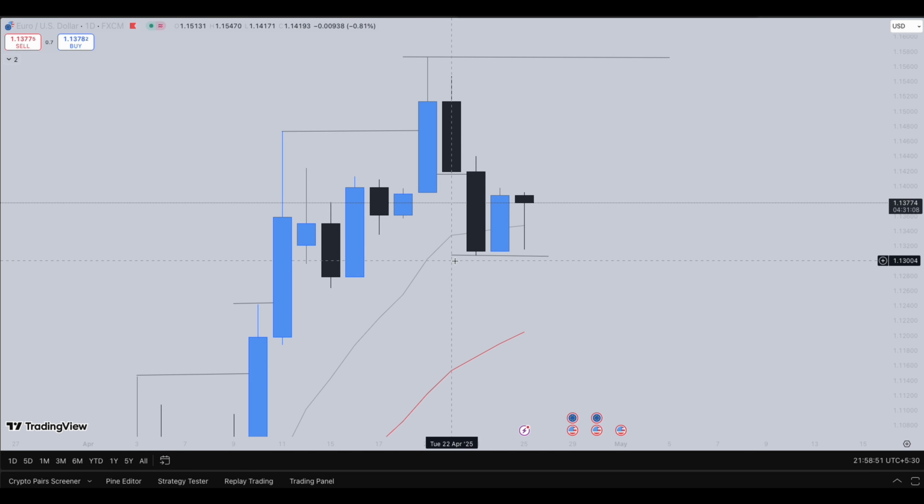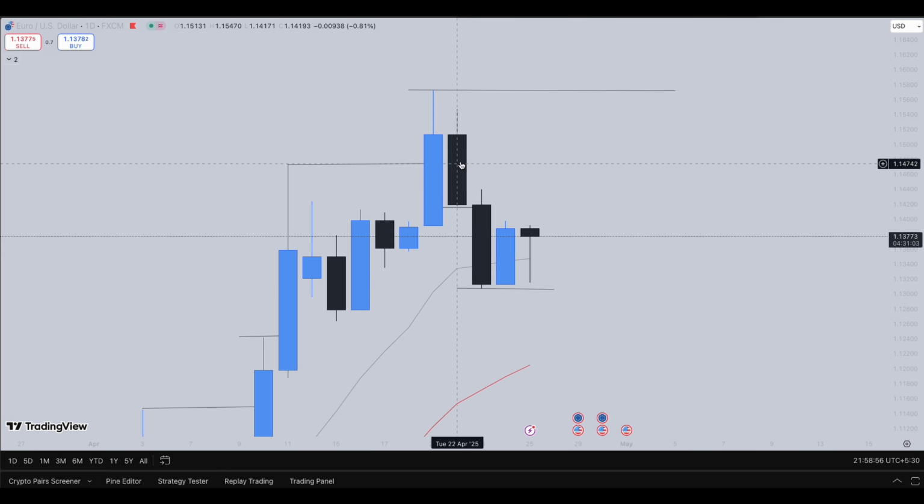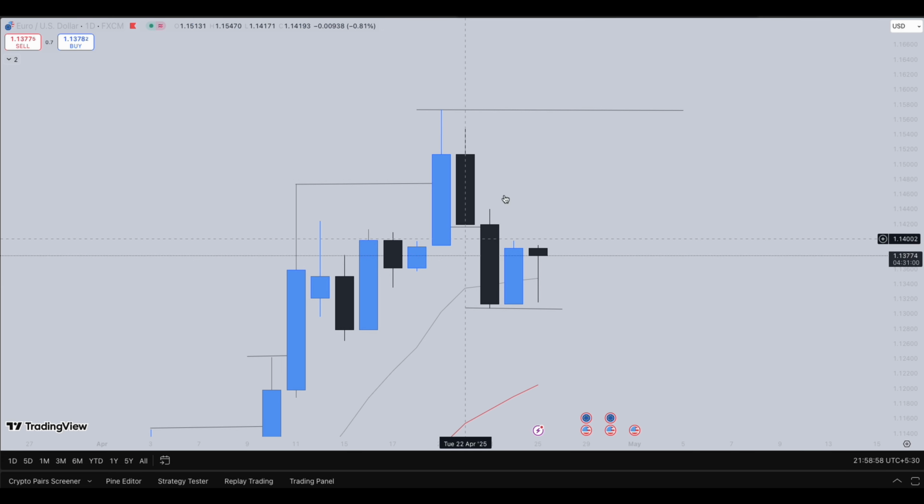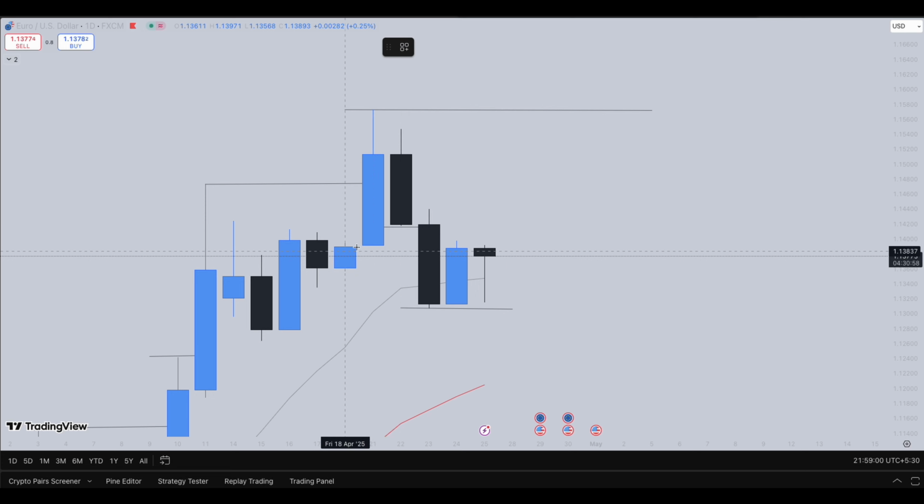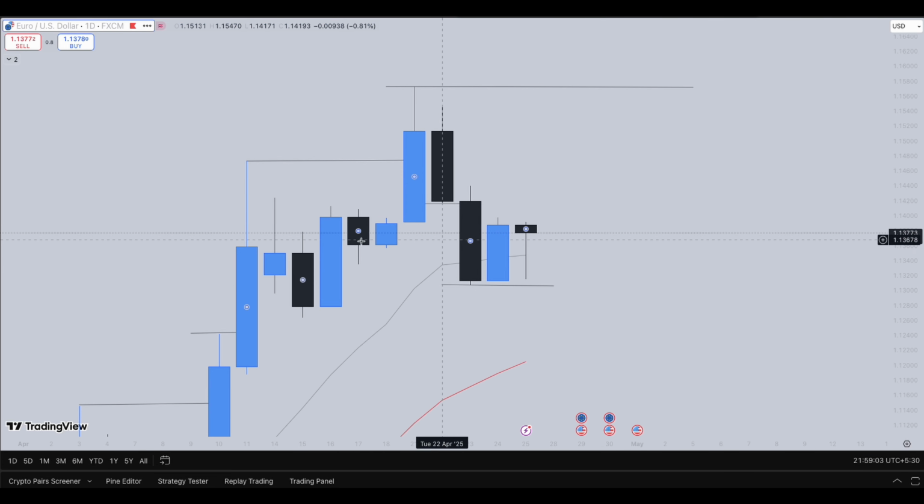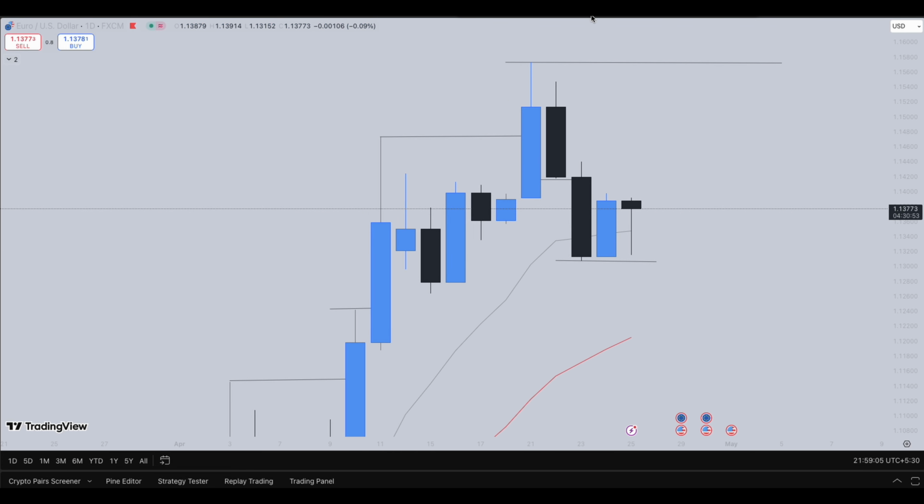So I'm not sure about the market here, guys. You can see here the market formed an insider candle. And after that, the market even swept this low, guys, this low and this low. So I didn't analyze this one. So let's analyze this here as well.